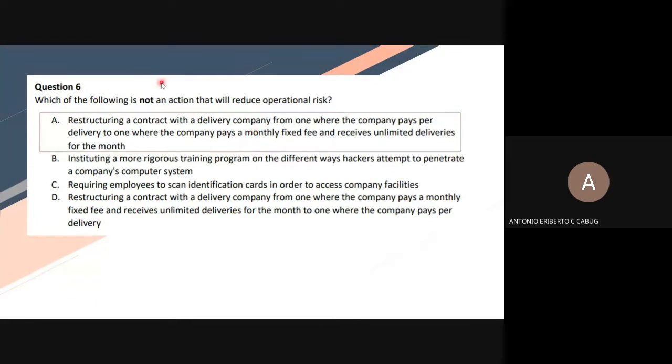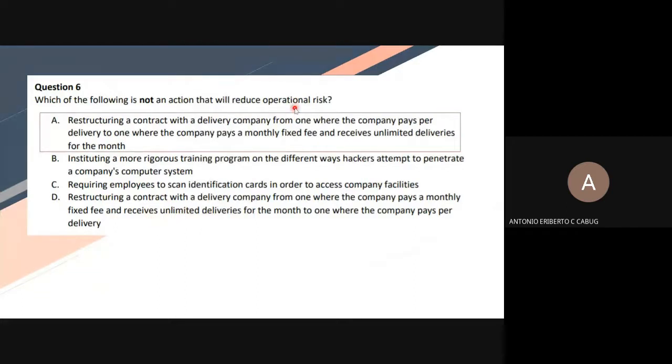Okay? Letter B, instituting a more rigorous training program. Okay. Para sa ating computers. Okay, computer personnel. This will reduce your operational risk. Requiring IDs. Okay, reduce your theft probability. Unauthorized passing, no? Reducing operational risk. Okay, letter D, this will reduce your operational leverage.